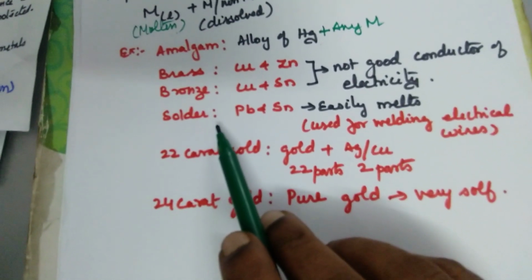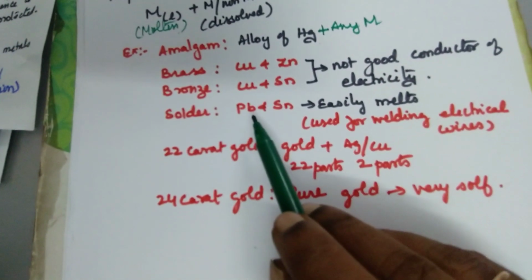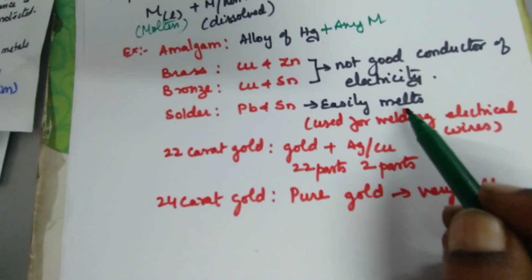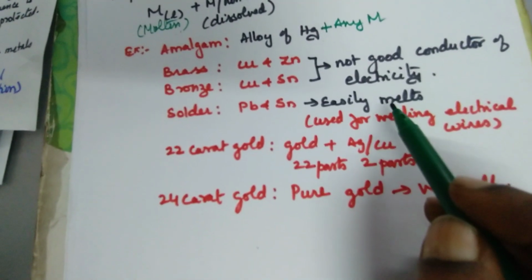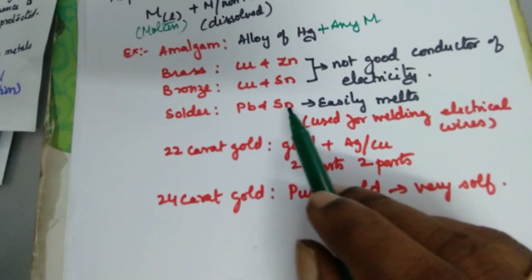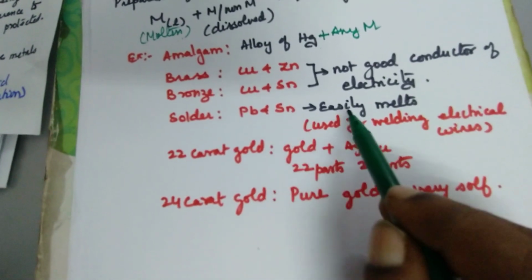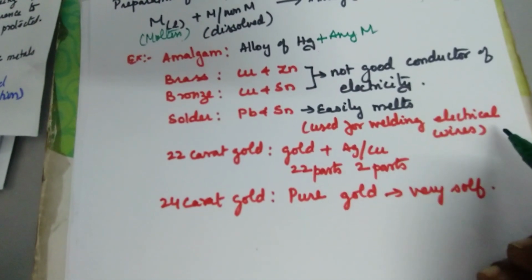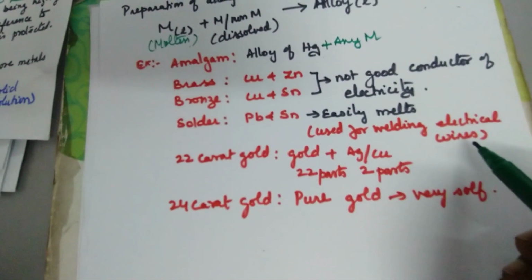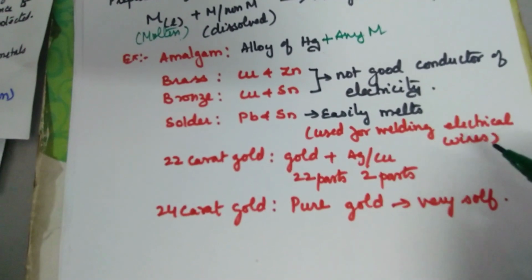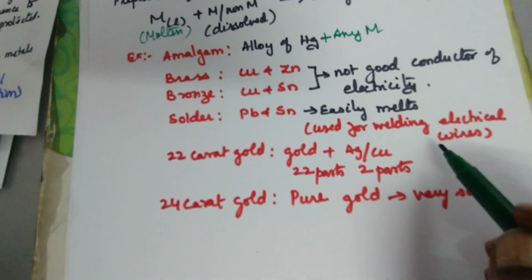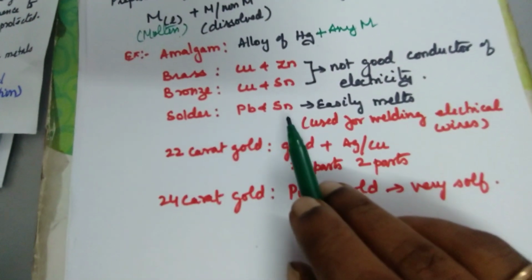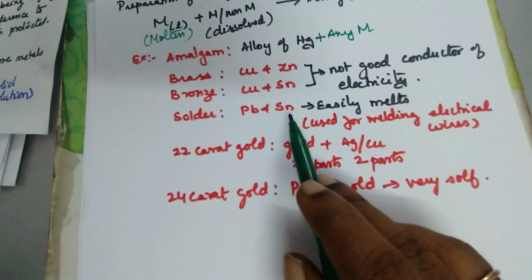Solder. Solder is another very important alloy. Lead and tin. It is used for easy melting. I want to fix electronic material using this lead and tin. It is a conductor, but it melts at very low temperature, used for welding electrical wiring. So it is used for fixing electronic items into the printed circuit board. All those things we use the solder. It easily melts, lead and tin in combination.